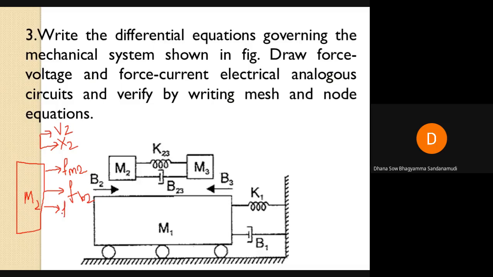FB23. Next, FK23. Okay, this is the free body diagram at node 2. Four opposing forces are there, applied force is 0.